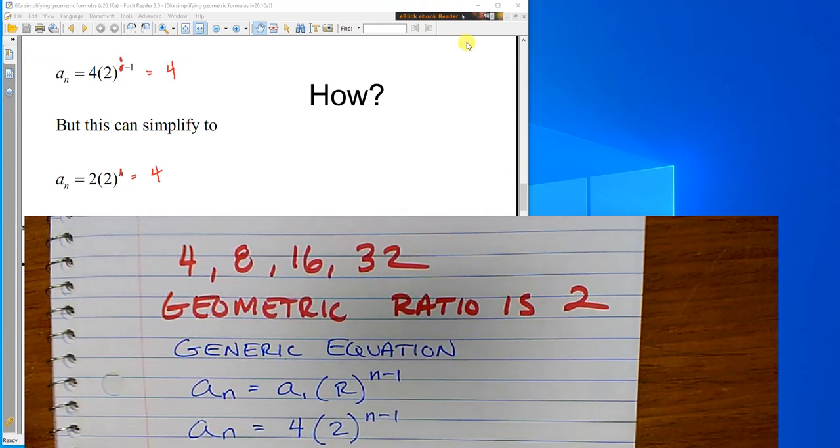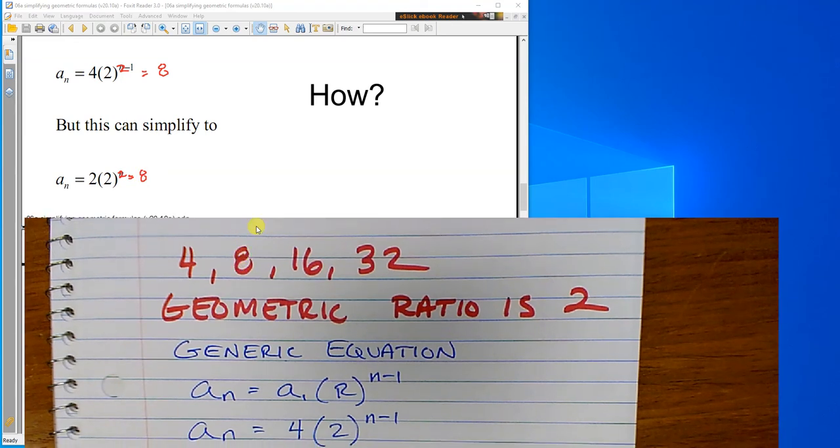Oh, Mr. Barr, that only worked with 1. I don't believe you. Please believe me. Let's try a 2. 2 minus 1 is 1. 2 to the first is 2 times 4 equals 8. 2 squared is 4 times 2 equals 8. Now look, it just built this 8 right here.